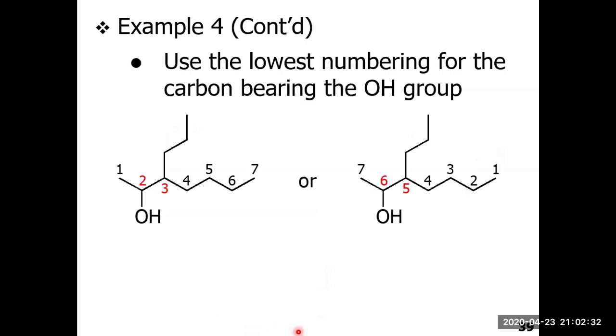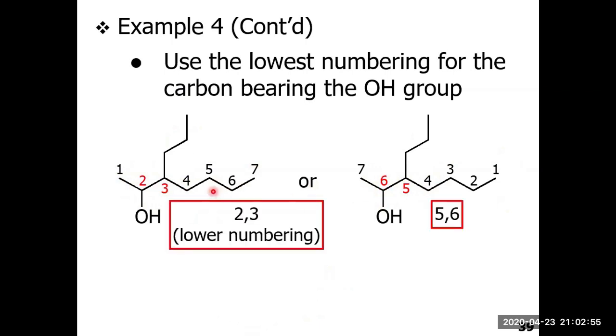Now, how do we actually number the parent chain? We could number it in this manner, or in this way. If you number it in this manner, you have a set of locants of 2, 3 versus 5, 6. We will follow this because 2, 3 gives you a lower numbering than 5, 6. So we use 2, 3.